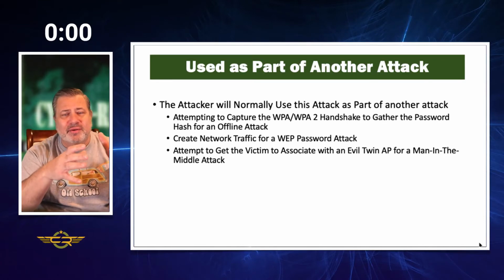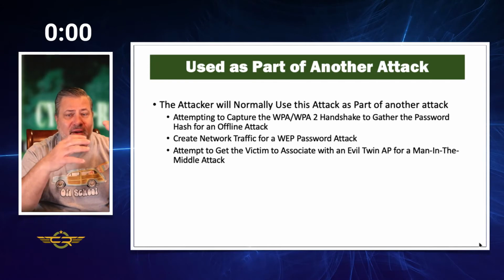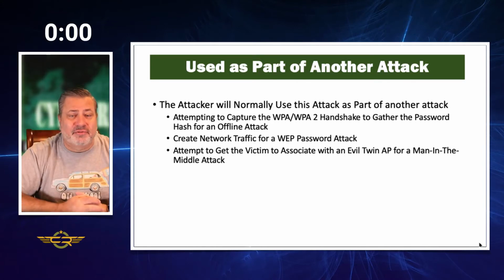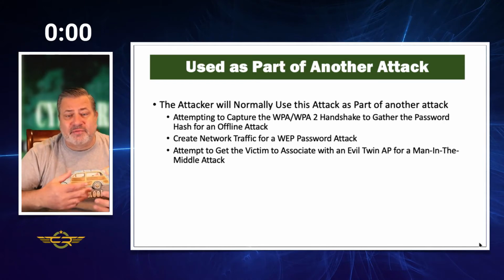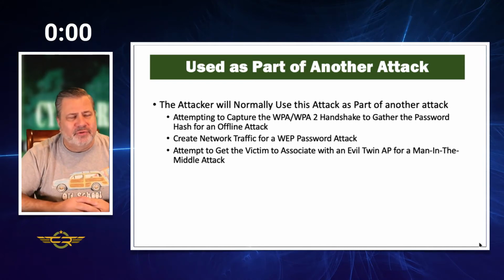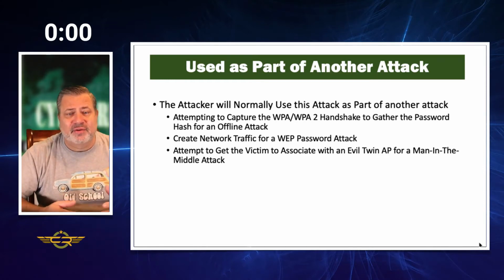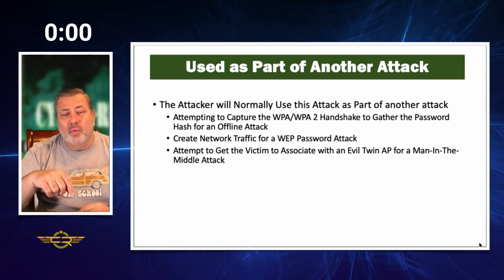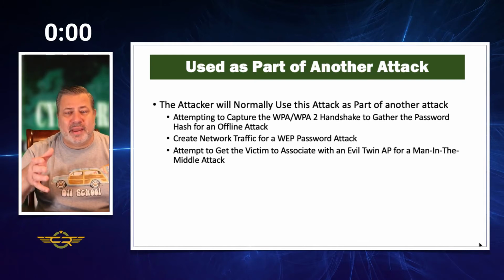They may knock somebody off the network so they can capture the four-way handshake for the WPA or WPA2 connection, so they can take that hash, hopefully capture the hash, take it offline, and do an offline brute force attack on it. They may also be using this to create a bunch of traffic for a WEP password attack. Hopefully you're not using WEP. Hopefully that's gone and crushed, but it could be the case here. And it could be an attempt to get the victim to associate with an evil twin access point, so that they can conduct a man-in-the-middle attack.